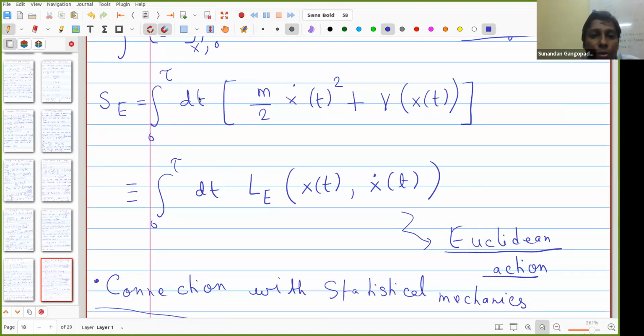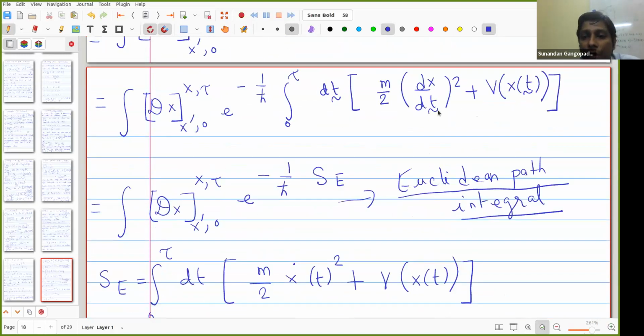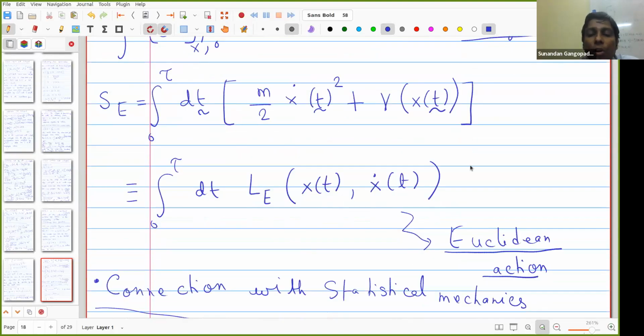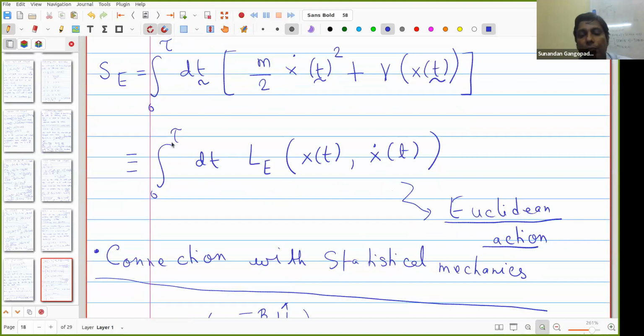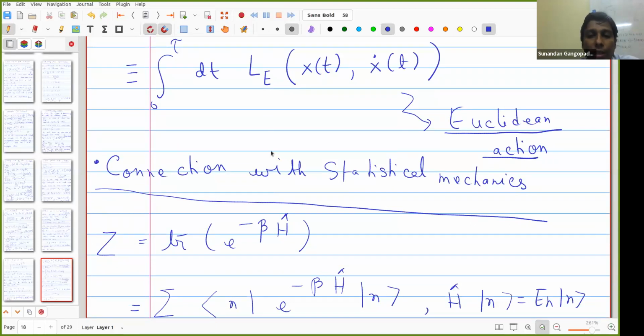It is given by the integral from 0 to tau. This is m/2. I have just written it, so here it was dt tilde, but t is a dummy index, so you can actually put a t tilde here. It doesn't matter because t is a dummy index, but you can put it over here. So this is basically the integral from 0 to tau of dt tilde times the kinetic energy plus the potential energy. And this form of the Lagrangian is called the Euclidean Lagrangian, and this form of the action is called the Euclidean action. This is something very important, and why it is important we shall see below.